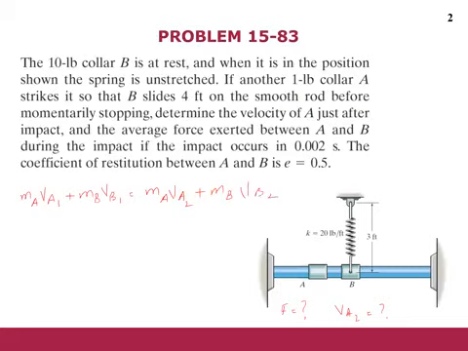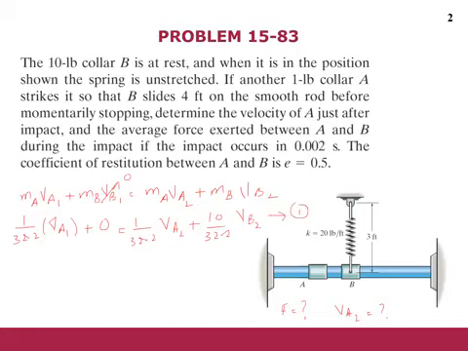So when we solve it, the mass of collar A is 1 divided by 32.2, and the velocity is unknown to us, plus the initial velocity of collar B is 0. The final side is 1 divided by 32.2 times VA2, which is unknown and we have to find it, right? Plus the mass of collar B, which is 10 divided by 32.2, and the final velocity of collar B is unknown as well, right? So this is our equation 1.